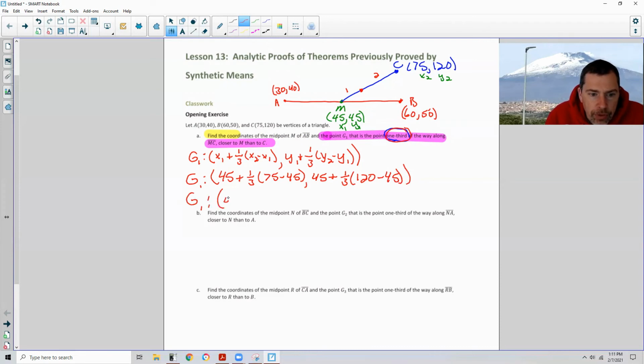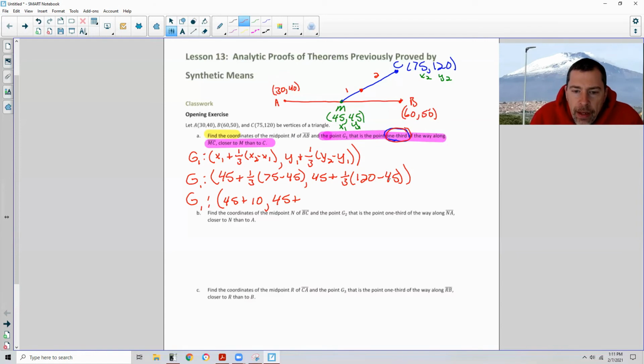And that is going to give us 45 plus, well, 75 minus 45 is 30. 1/3 of 30 is 10, comma, 45 again, plus 120 minus 45 is 85.